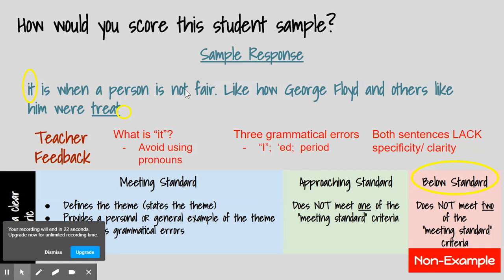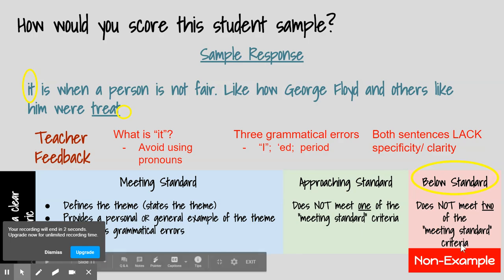It doesn't clearly explain that oppression is used through power when someone abuses power, right? And the second sentence is "it has so much potential." The problem is the student did not clearly explain what happened to George Floyd and how that is oppression. This is another non-example.